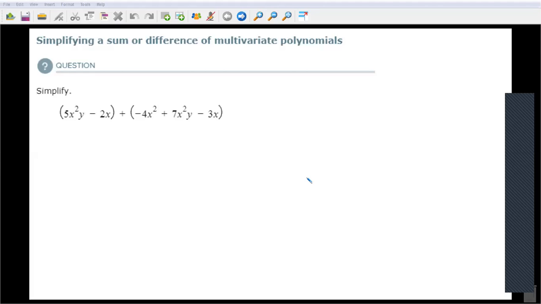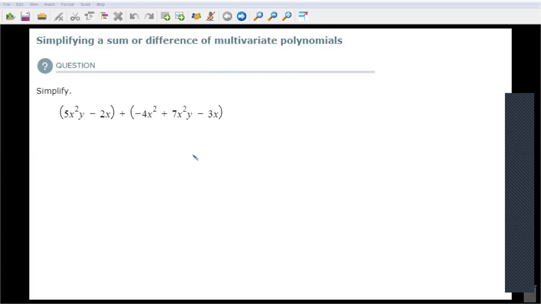So the last of our topics for today is this one, and this is a topic that tends to be more complicated, but if you understand the idea behind it, it ends up being even easier. So let's take a look here. The difference with this one is that these are multivariate polynomials now.